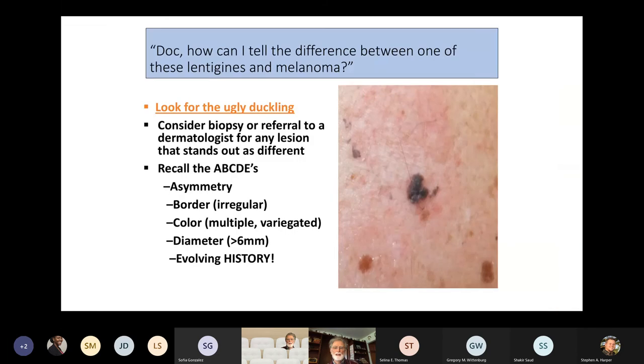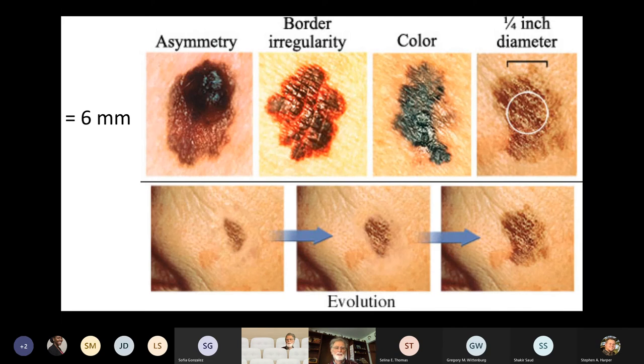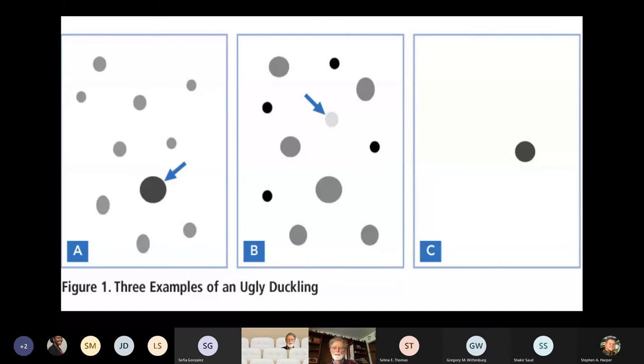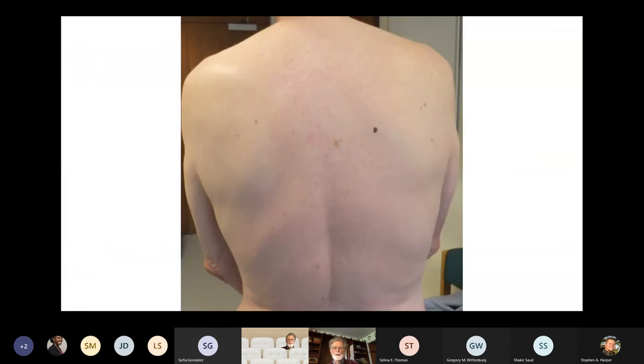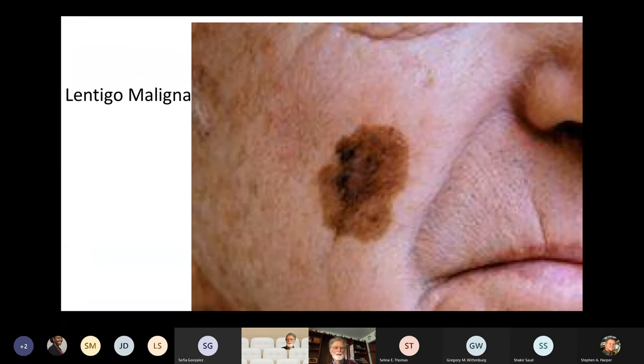Now we get to the actual malignant melanomas. Here's a real ugly duckling. It's asymmetrical, A, B, C, D, E, you all know this, variegated, colored, diameter greater than 6 millimeters, and an evolving history, most important. And this is that in pictures. They'll add an E, A, B, C, D, E, evolution, changing. And again, the ugly duckling, and here's an ugly duckling, okay. And here's an ugly duckling.